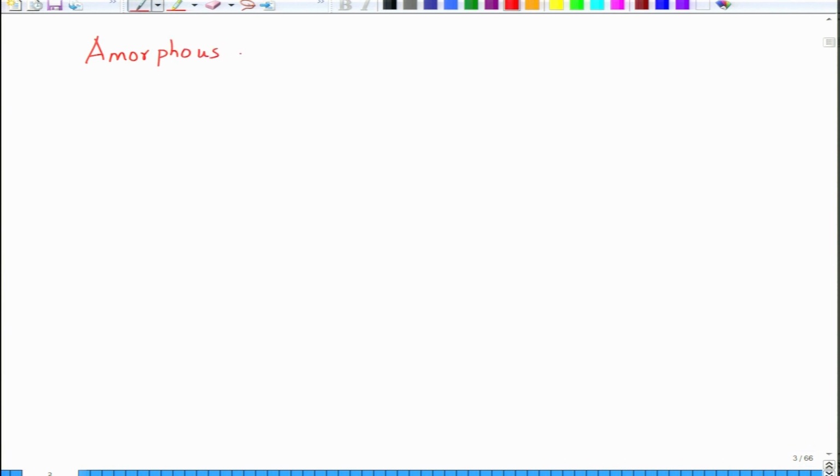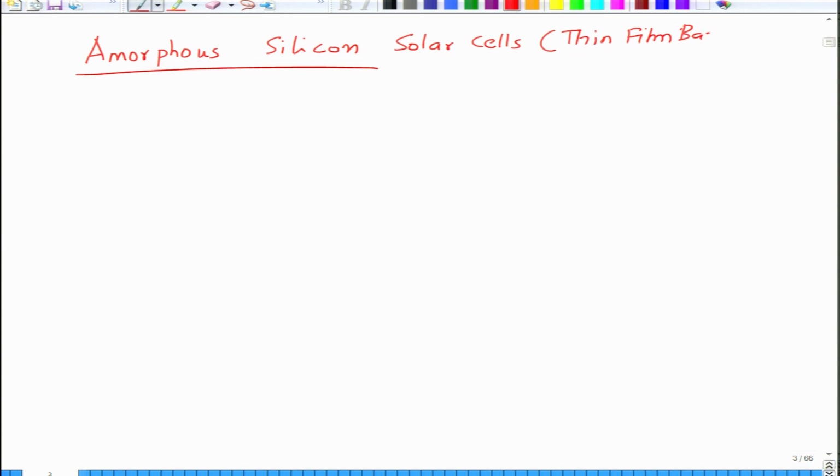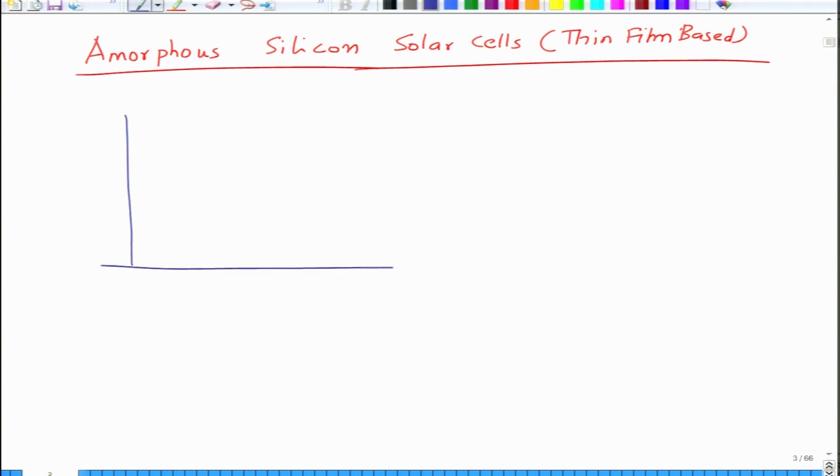Amorphous silicon is not a technology of the day, but it is important to see what it was when it was being used. So, we have amorphous silicon solar cells, which are basically thin film based. We plot the absorption coefficient as a function of energy.